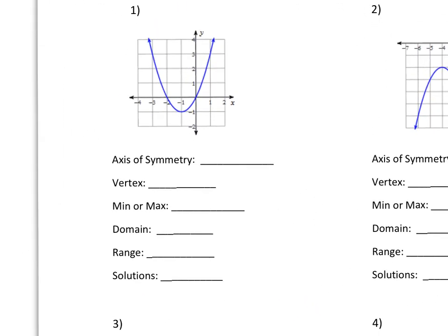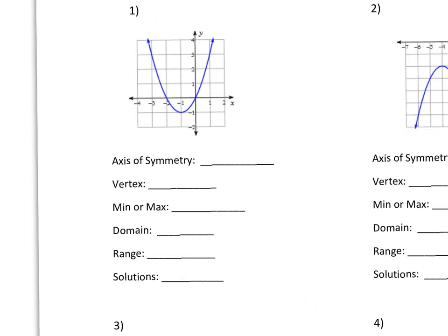All right, so on this first one, your axis of symmetry should be at x equals -1, because that is where we can put our symmetrical line to cut it in half. Your vertex, again, is your highest or lowest point. So right here, that would be your vertex. That would be -1, -1. It is a minimum point because it's the lowest point on your grid.